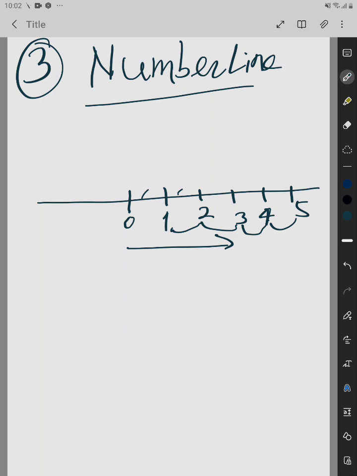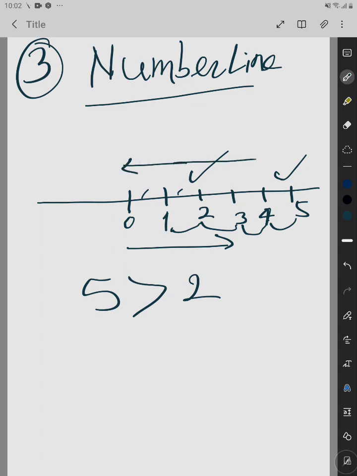And here, if you want to compare numbers, for example we want to compare 5 with 2, you can clearly say that 5 is greater than 2. Why is it greater than 2? Because every distance is measured from 0. So 0 is the reference. The distance of 5 is this much, and the distance of 2 is this much only. So 5 is greater than 2.